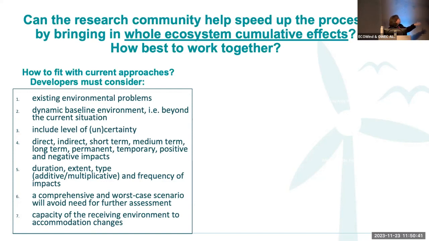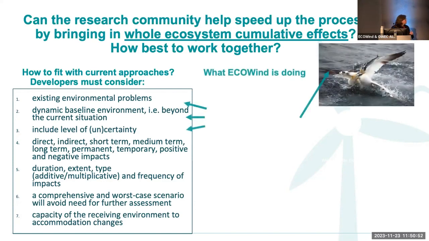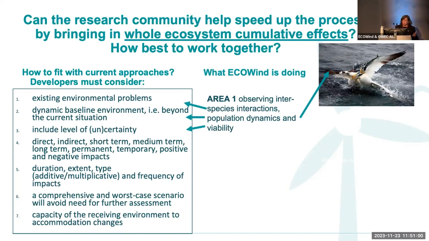So what we did is we looked at what I've numbered here as seven things that developers should be doing when they consent, according to the national guidelines. I'm going to rapidly show where our ECOWind areas cover what we should be doing. ECOWind Area 1 is looking at observations of interspecies relationships and the effects of those on population dynamics. That's going to cover the first three about the existing environment, but also the idea that the baseline is dynamic, it's going to change, and getting in uncertainty, which we all agree we need to do.